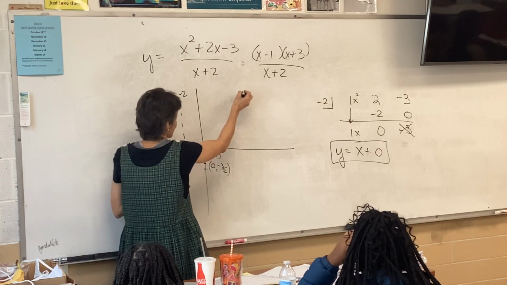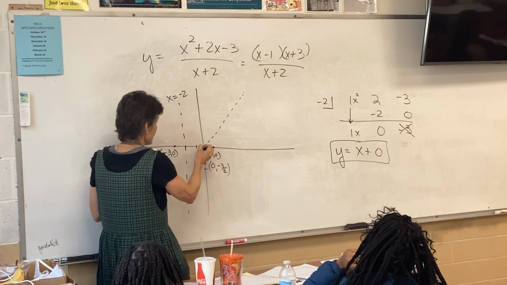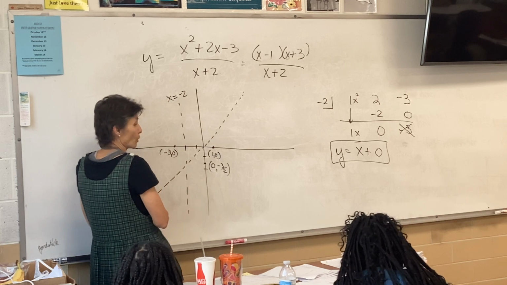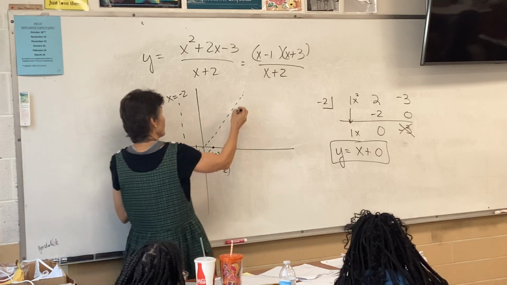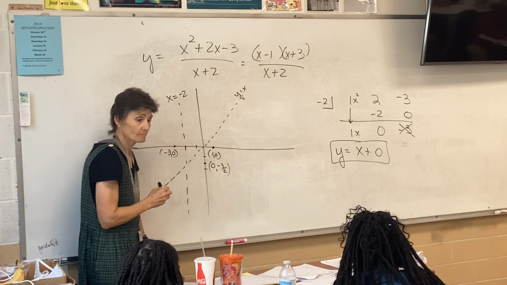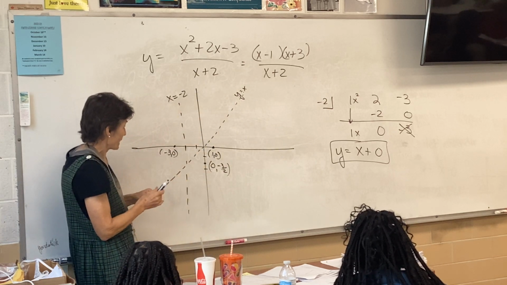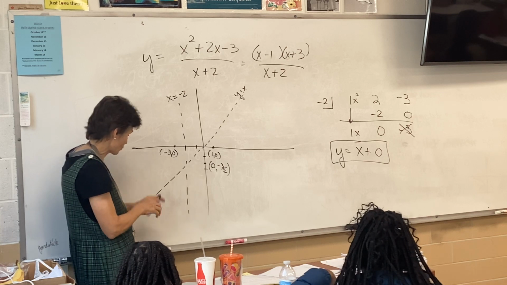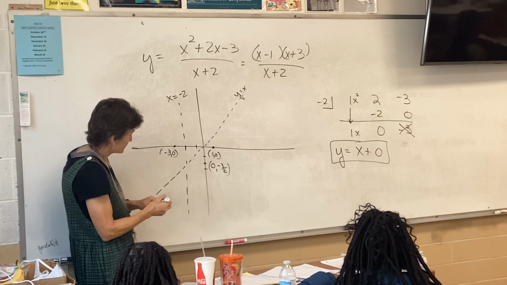So I'm going to go ahead and sketch that in. That's the line. It goes through the origin and has a slope of 1. We've called it the identity, right? And now I have to figure out what my picture looks like.